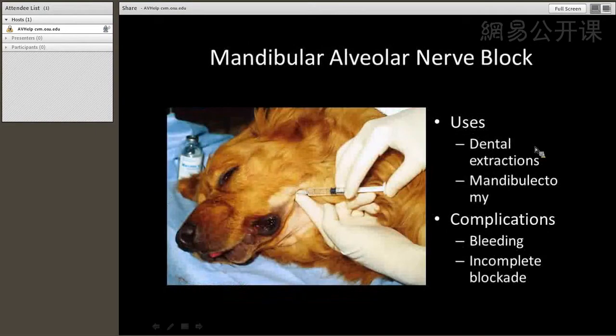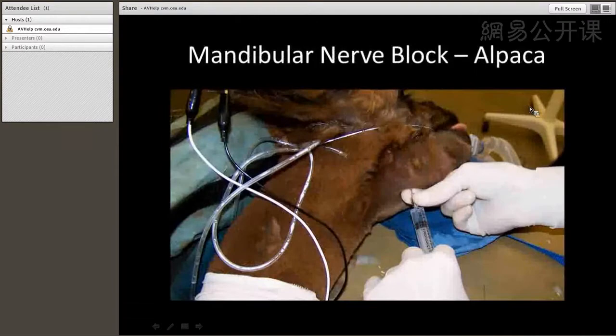Typical uses for this block are for dental extractions, and if they're going to do a mandibulectomy, this would be a good option. And again, the complications include bleeding and incomplete blockade. And again, you can do it in almost any species, like alpacas.